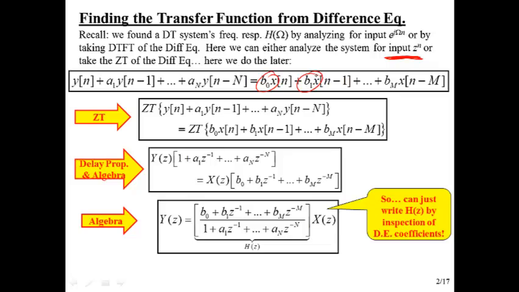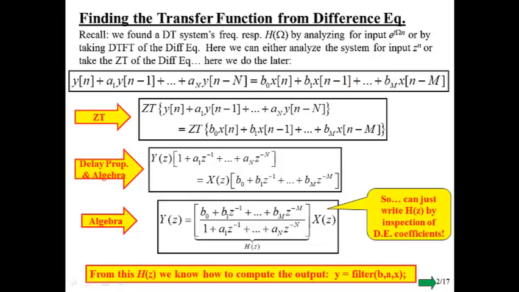We take all of our b coefficients from the input side, we put them in the numerator, each with its appropriate z inverse term. We take all of our coefficients from the left-hand side, put those down in the denominator with their corresponding power of z inverse, and we're all set. So by just observation or inspection, we can write this. So now we know how to compute the output.